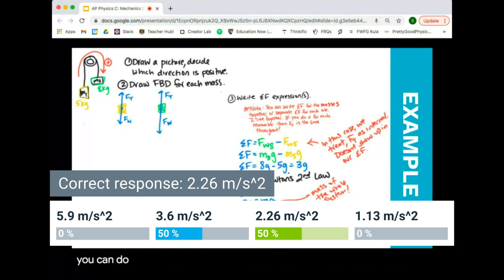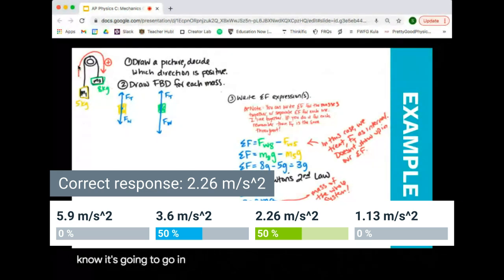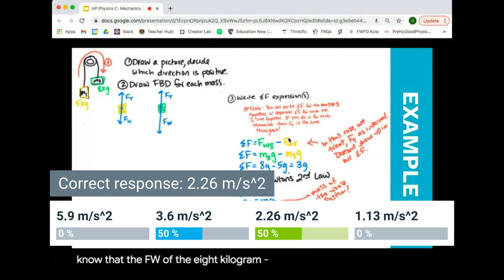So another trick you can do for these Atwood's machines is combine the masses and treat tension as an internal force. What I mean by that is because the tension itself isn't actually causing the acceleration and it's acting on both of the masses, we can just keep it internal and pretend like it's not even there. And if we do that, then the only external forces acting on the masses are the two weights. Because we know that the weight of the 8 kilogram block is going to be bigger than the weight of the 5, and we know it's going to go in this positive direction that I identified, then we know that the FW of the 8 kilogram minus the FW of the 5 kilogram block is going to be equal to the sum of forces.